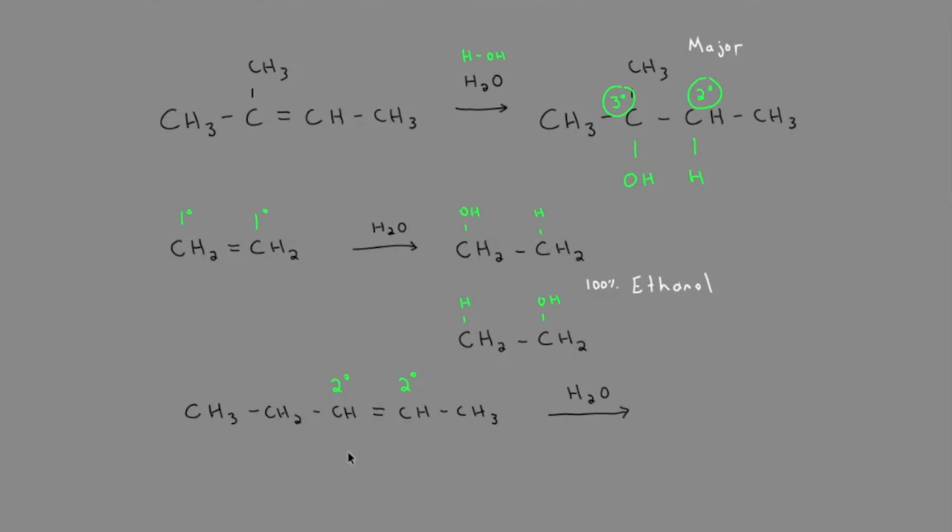Well, we're going to get 50-50. There's really no major product here. They're both going to occur in equal amounts. So 50% is going to add to the left side, and 50% is going to add to the right side. And you can see these would have different names. This alcohol is on carbon 3, whereas this alcohol is on carbon 2, starting from the right-hand side, in equal amounts, 50-50.